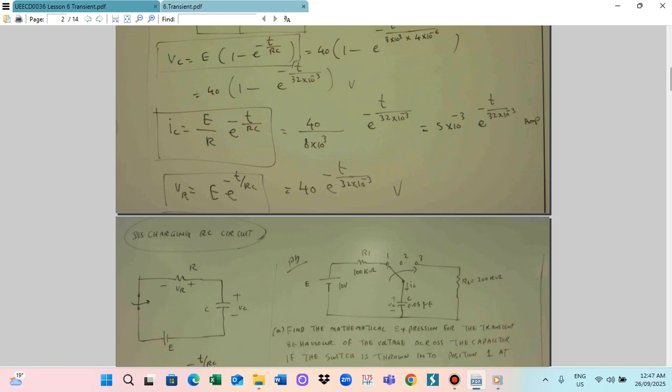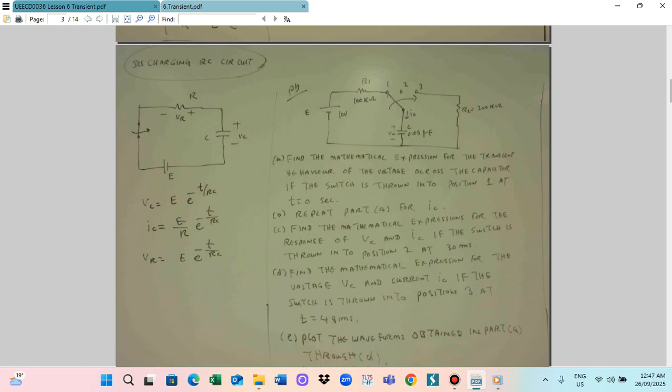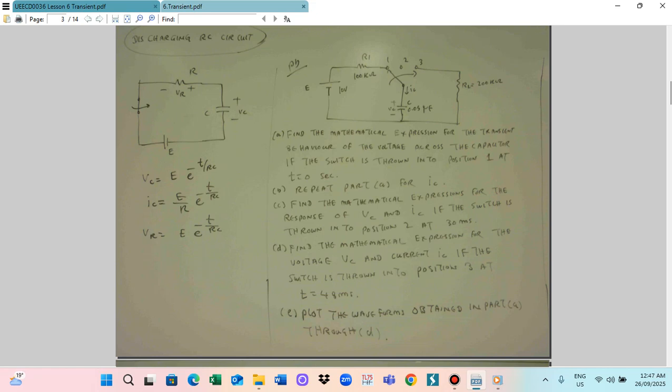Okay, this one is our final mathematical expression for the transient behavior of the VC, IC, VR for the given circuit. Firstly, we calculate the VC. The VC formula is E multiplied by 1 minus e power minus t by RC, as I have already given you. So this is for the voltage VC. Capacitor voltage VC can be calculated by the formula VC is equal to E multiplied by 1 minus e power minus t by RC.